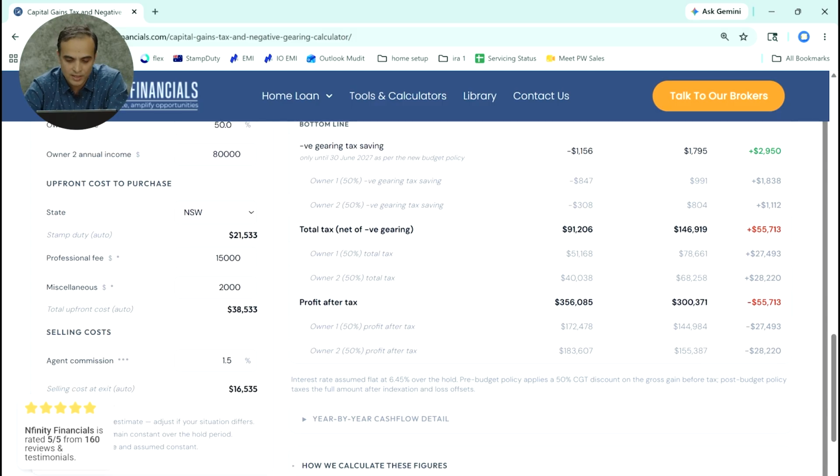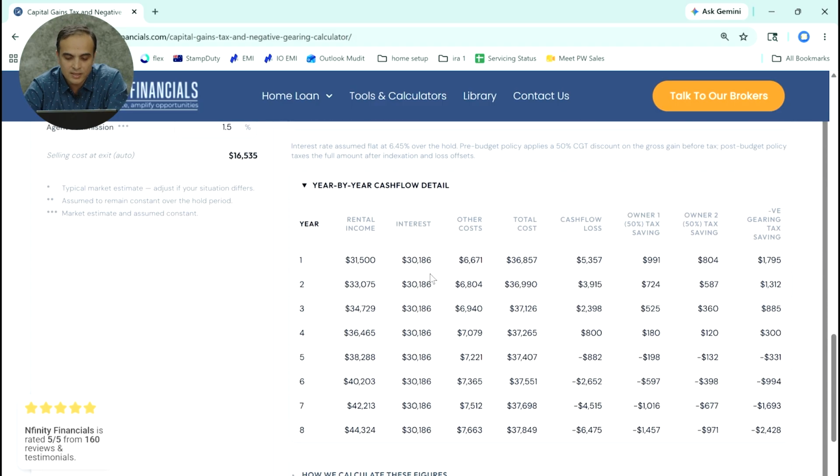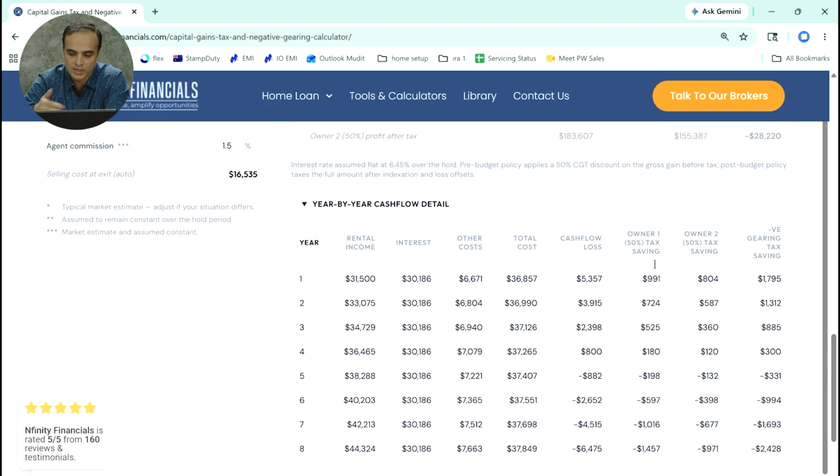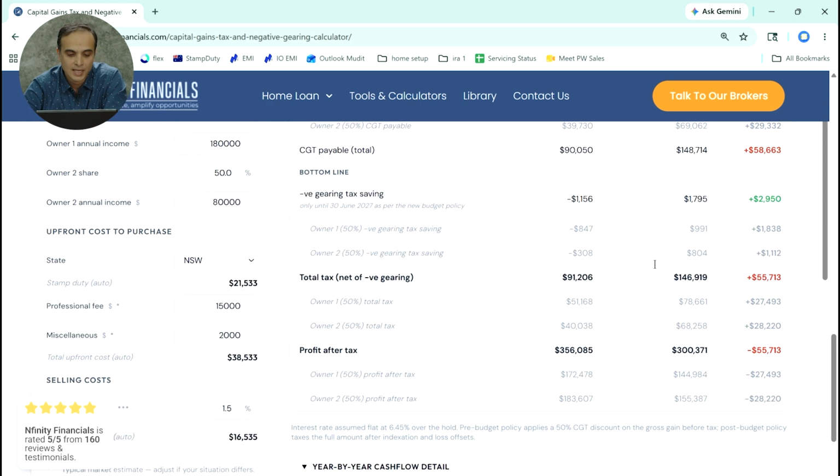And something interesting, there's a section at the bottom down here which shows you year by year cash flow analysis as well. We have assumed the rental income growth, so year 1, year 2 till year 8, your costs, then your cash flow loss, your tax savings, and what is the negative gearing tax savings, right? So if it was under the old previous policy, what was the negative gearing tax benefit?